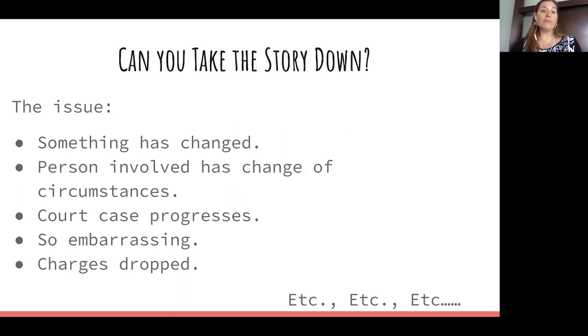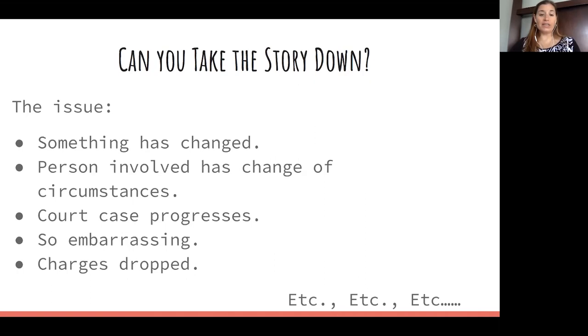But when you're thinking about this question of, can you take a story down, things to consider is, has something changed? Does the person involved have a change of circumstances? So are they no longer in that position? Have they completed their sentence and now they would like the story to be updated? Has the court case progressed?